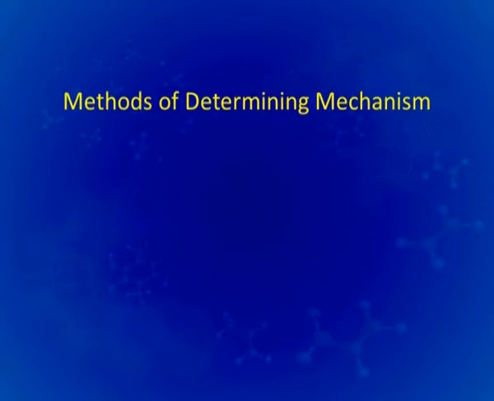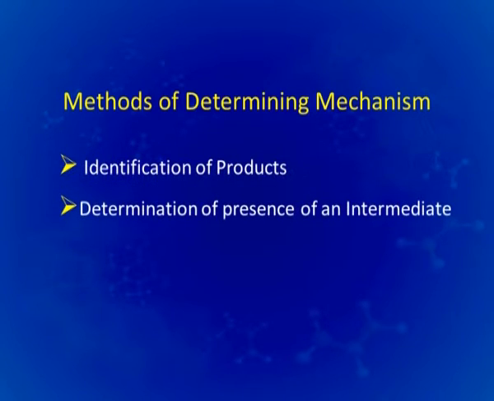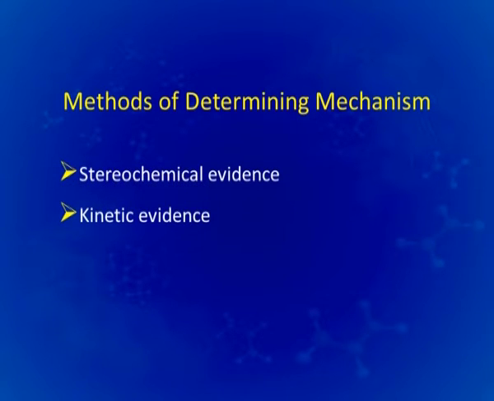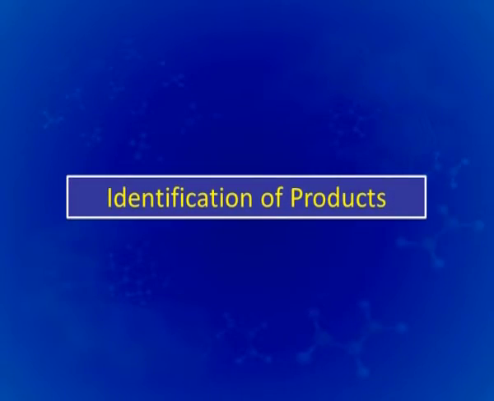To list them, we have identification of products, determination of presence of intermediate, the study of catalysis, isotopic labeling, stereochemical evidence, kinetic evidence, and the isotope effect. We shall be discussing each and every method in a bit of detail, and we start with the identification of products.